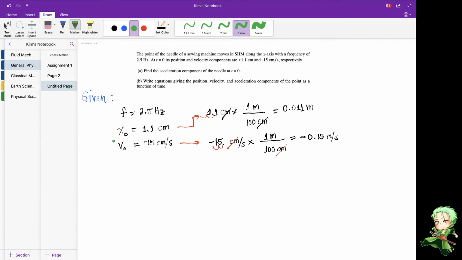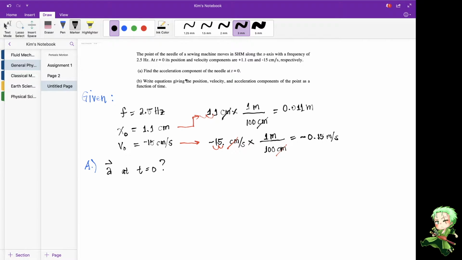Now, I think we are ready to solve part A, which asks us for the acceleration of the needle at t equals 0. So this is what the problem asks us to do.